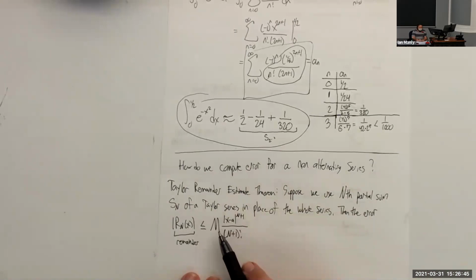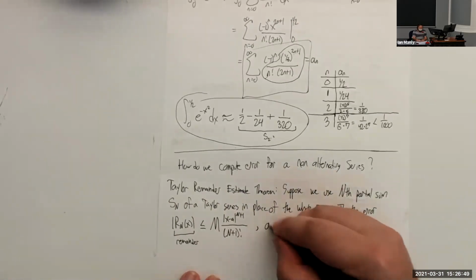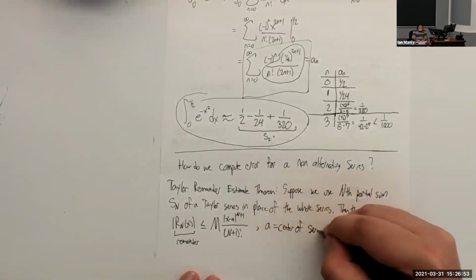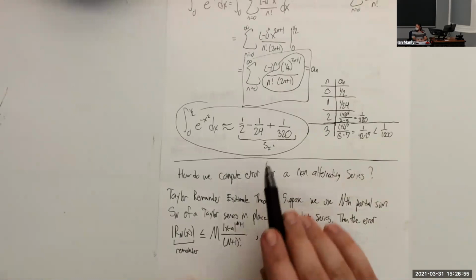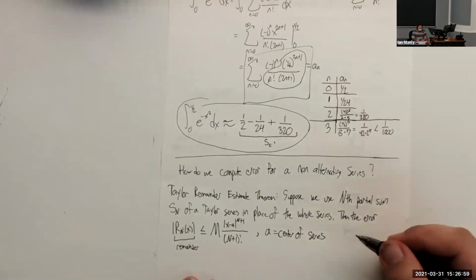Now let me explain what all of these are right here, where a is the center of the series. So the center of each of the series that we did back there was 0, but we've seen non-zero centers before.